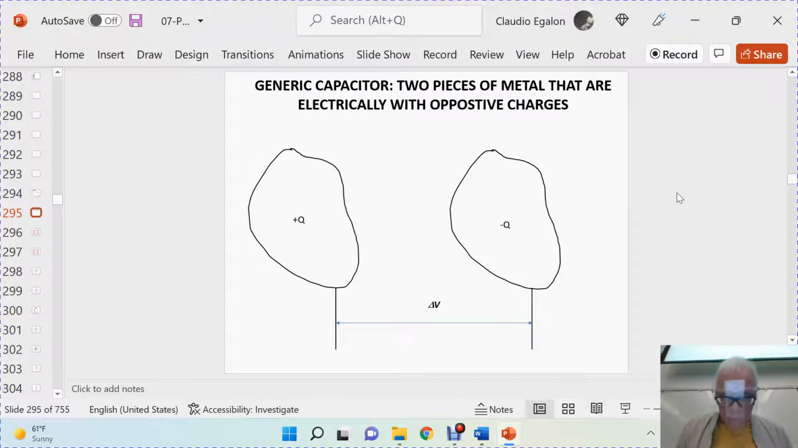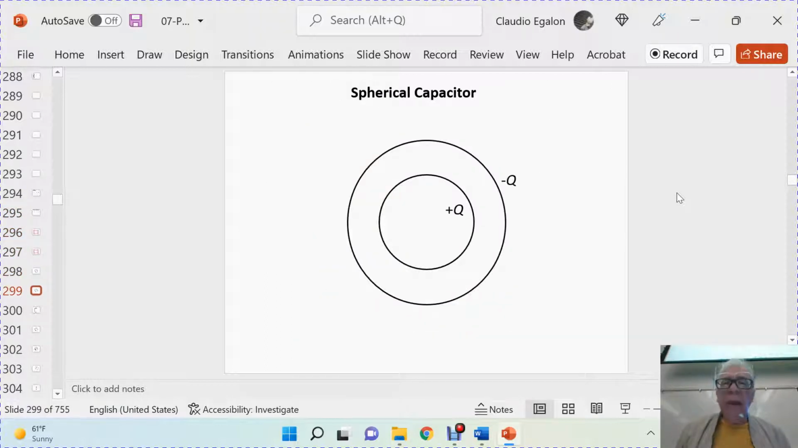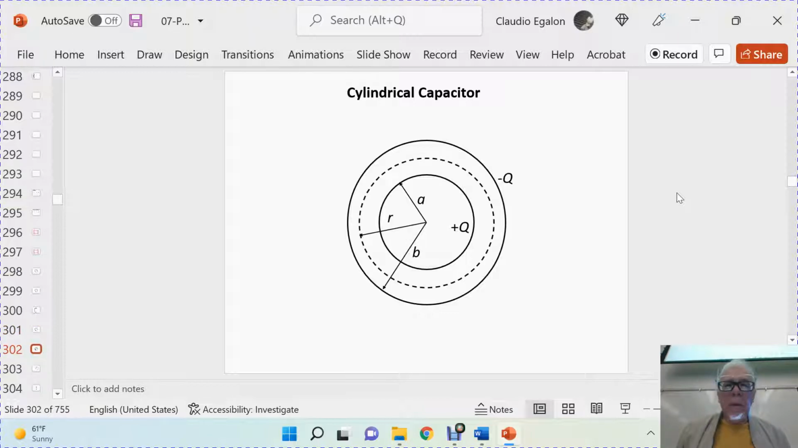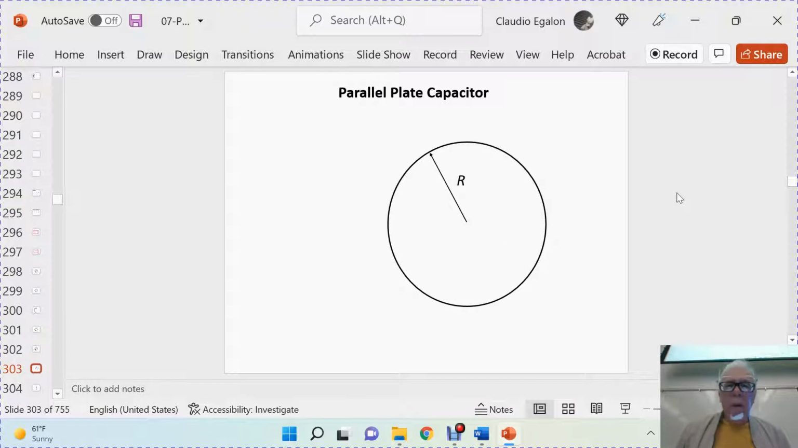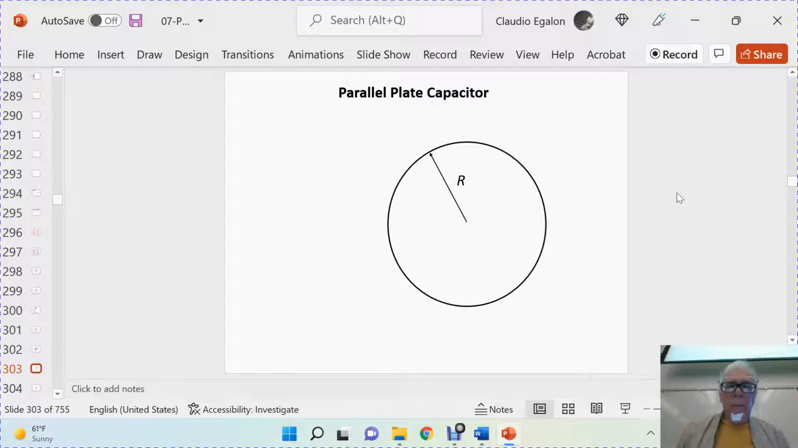Specific capacitor configurations that you're going to find in the market, sold at electronic stores, are the parallel plate capacitor, the spherical capacitor, and the cylindrical capacitor. Okay? Here are the dimensions of the cylindrical capacitor: inner radius A, outer radius B. Okay? We already solved for the electric field for this type of configuration, right? This is not the parallel plate capacitor. Okay, so here you go.